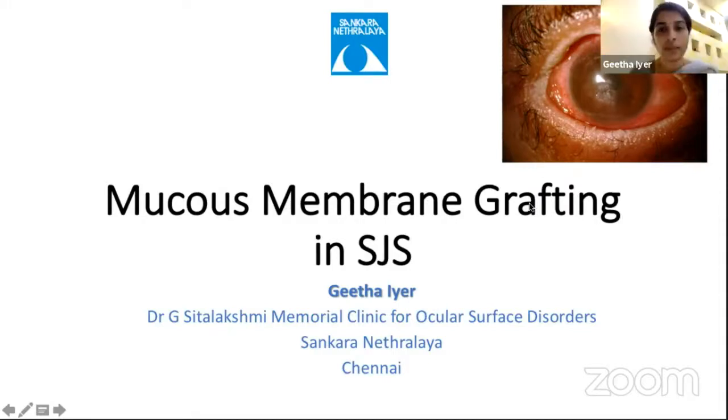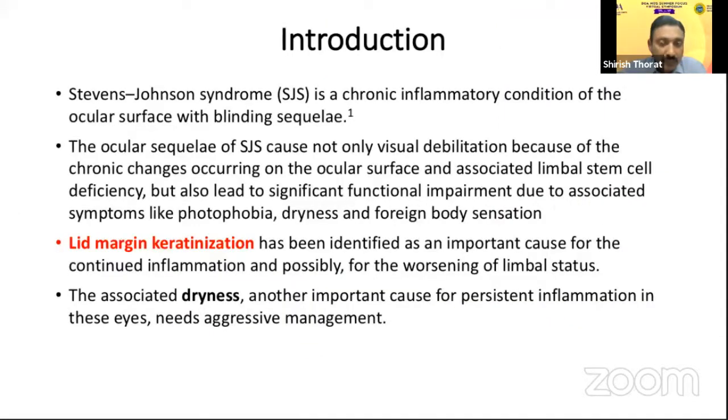Okay, fine. So I'm going to be speaking on mucous membrane grafting in Stevens-Johnson syndrome. In case I'm not audible, please let me know. We all know that Stevens-Johnson syndrome is a chronic inflammatory condition of the ocular surface, and amongst the several ocular surface sequelae that it leads to, one of the issues that has been identified as an important cause for the continued inflammation that leads to a deterioration of the ocular surface and worsening of the limbal status is lid margin keratinization, which is what I'm going to be speaking about.